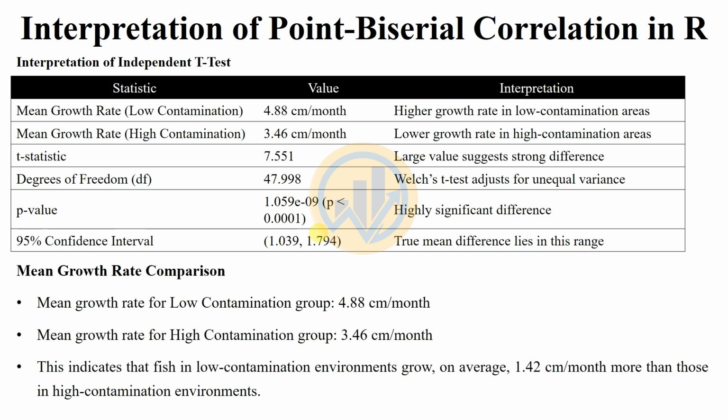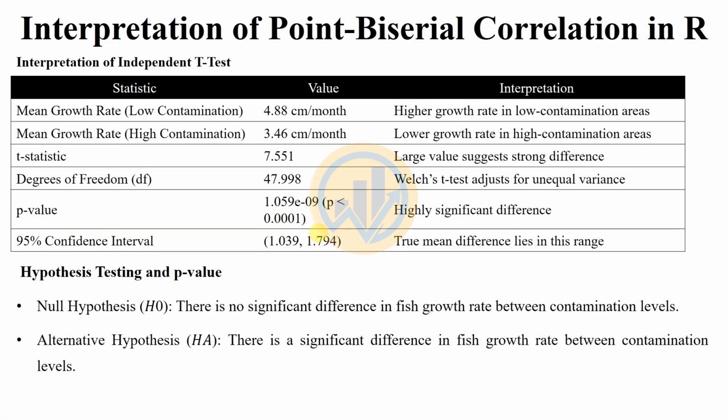So, the mean growth rate comparison. The mean growth rate for the low contamination group is 4.88 centimeters per month. The mean growth rate for the high contamination group is 3.46 centimeters per month. This indicates that fish in low contamination environments grow, on average, 1.2 centimeters per month more than those in high contamination environments.